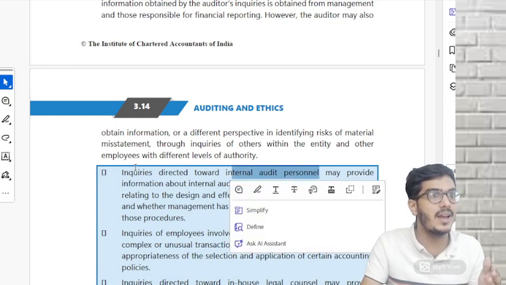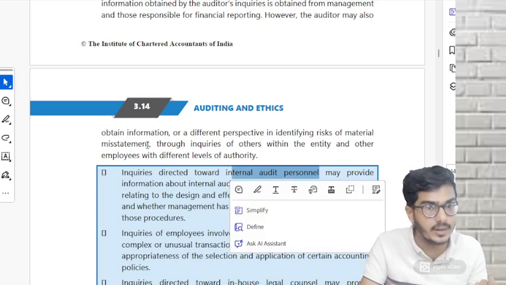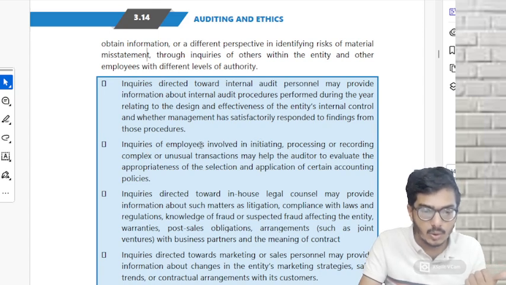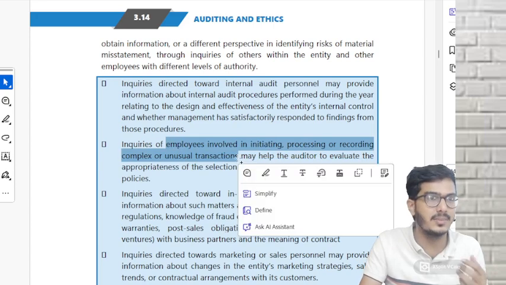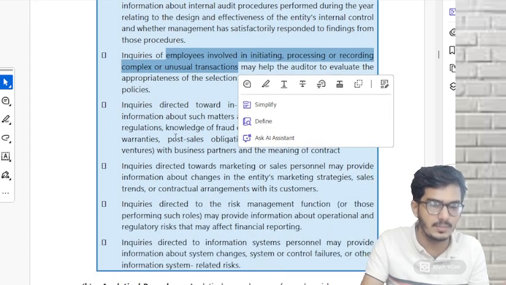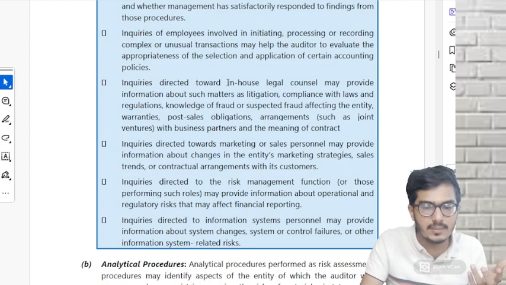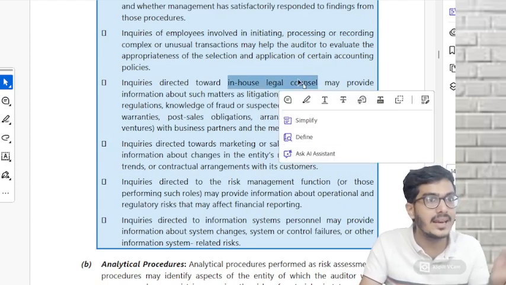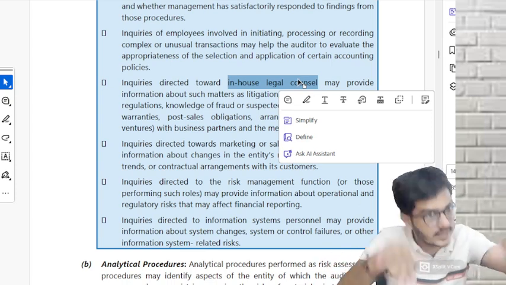Every company will have internal auditors. Internal auditors are way different from statutory auditors. Can we inquire from internal auditors? Yes, we can. Those employees who are involved in initiating, processing, or recording complex or unusual transactions, basically accountants who are passing entries. But what kind of entries? Complex and unusual entries. Then can he ask anybody who's in-house legal counsel? In-house legal counsel means in-house lawyers. These big companies will have lawyers within their company only.